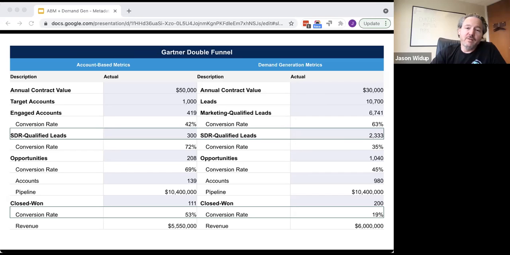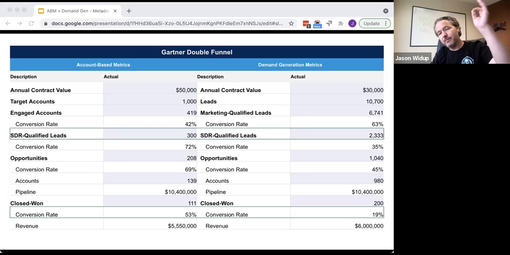That's why. Yeah. Well, and here's the other thing to think about too. I know they showed the revenue on the right side more, but look at how much more effort there is on the company's part, right? So SDR qualified leads, guess what? There are humans that have to do that. On the right side, they're doing it to 2,333 people. On the left side, 300.